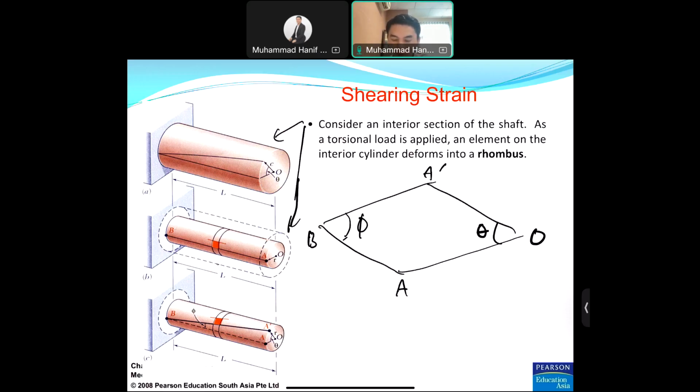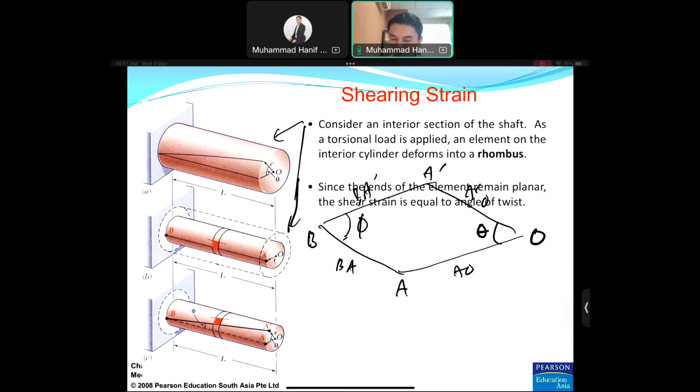So the thing that I want to explain here is the rhombus shape. We have one mathematical formula to get the value of each length, for example the BO length, the A prime O length, the BA length, and also the angle theta, BA prime. Okay, all right. So let me delete this one.